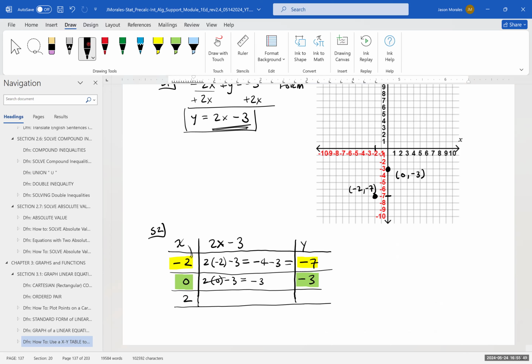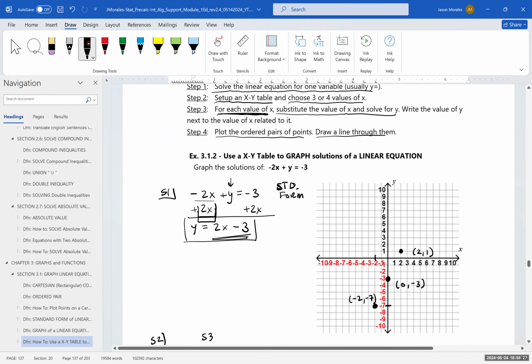Okay, then we have our third value of x, which is positive 2. So I'm going to substitute that in like so. And 2 times 2 is 4. So we've got 4 minus 3, and 4 minus 3 is positive 1. So the third ordered pair is the point 2, positive 1. So here, 2, positive 1. Okay, so that was step 3.